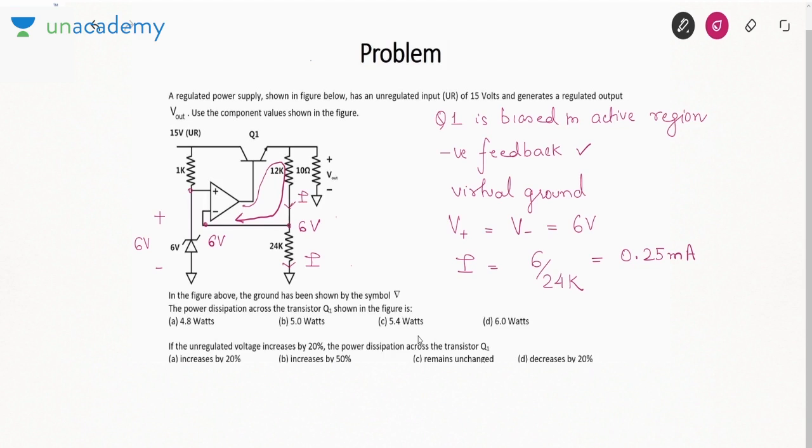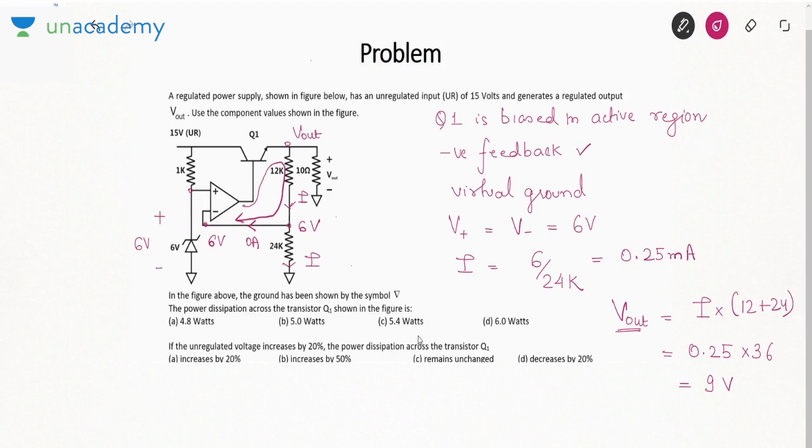This current will also be I, because the current into the OPAMP input is 0. So you can find the output voltage V out. V out is simply I into (12 plus 24), since 12 and 24 both carry the current I, they are in series. 0.25 into 36, that is 9 volt. So we know the value of V out.